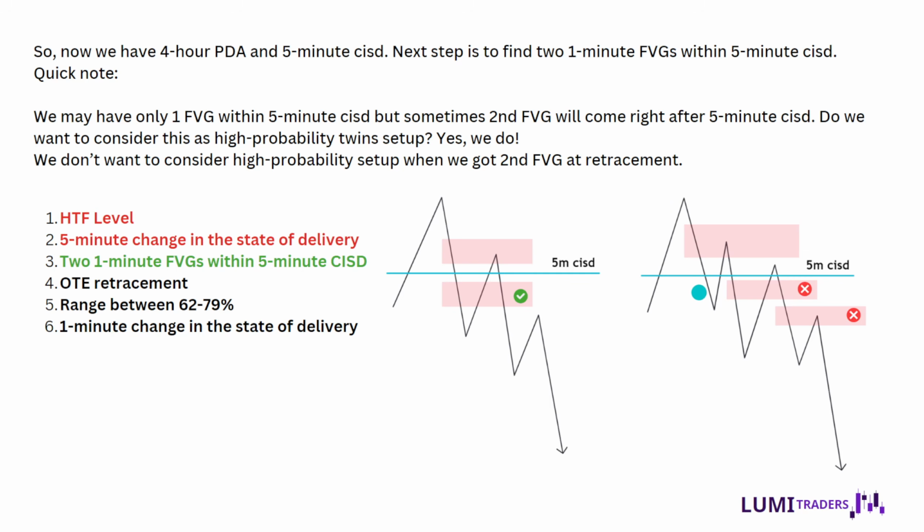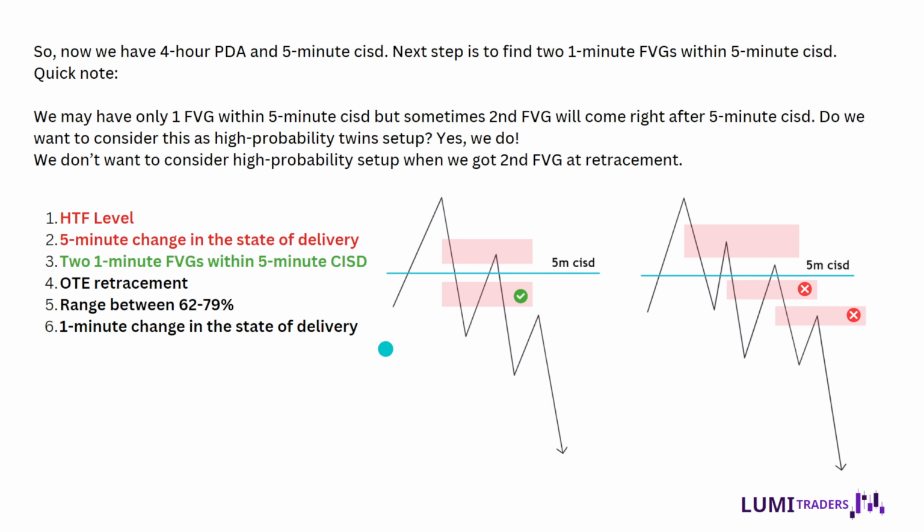Another example. We got a 5-minute change in the state of delivery. Now we switch to the 1-minute chart. We found a 1-minute fair value gap right here, and the second one was not at the same leg down, but at a retracement. Retracement lower. Don't want to consider this.